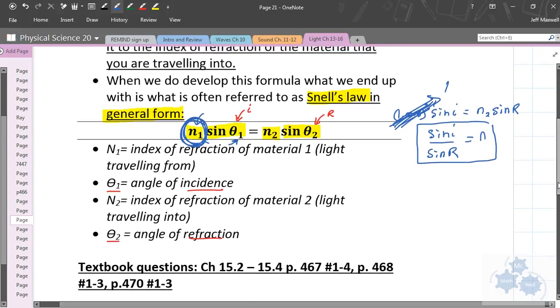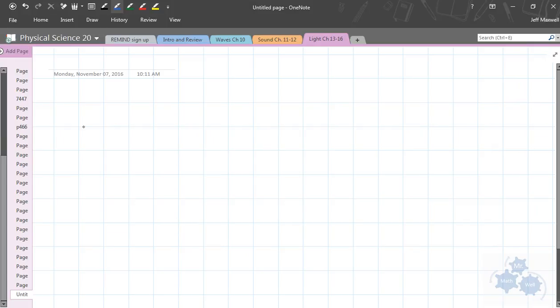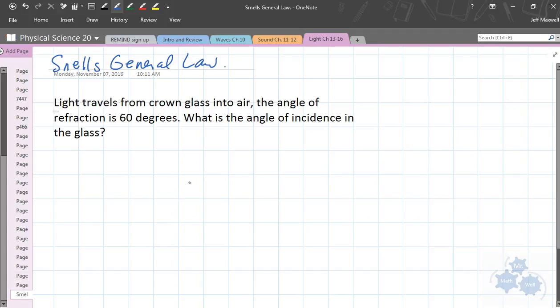Alright, so let's take a look at some examples here and how you would use this. It's pretty basic math, but let's do some examples here. Snell's general law. Okay, we'll do some practice here.